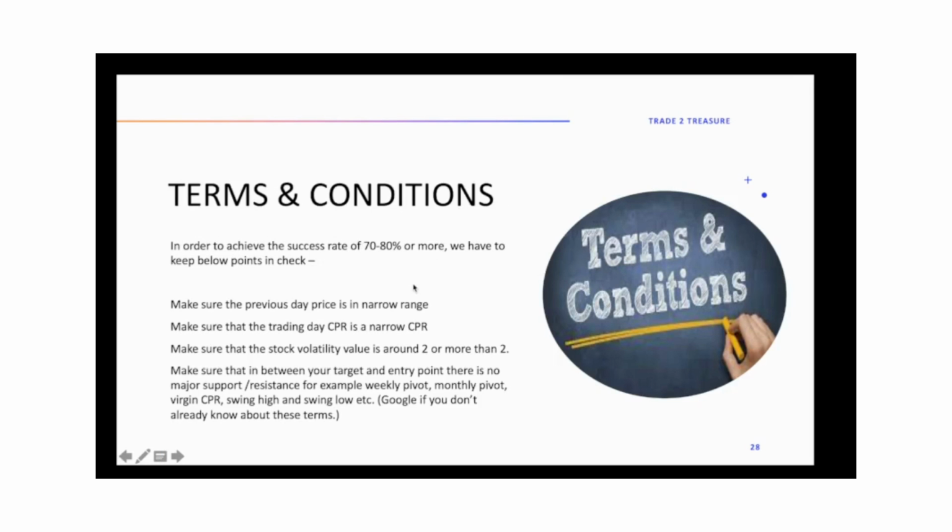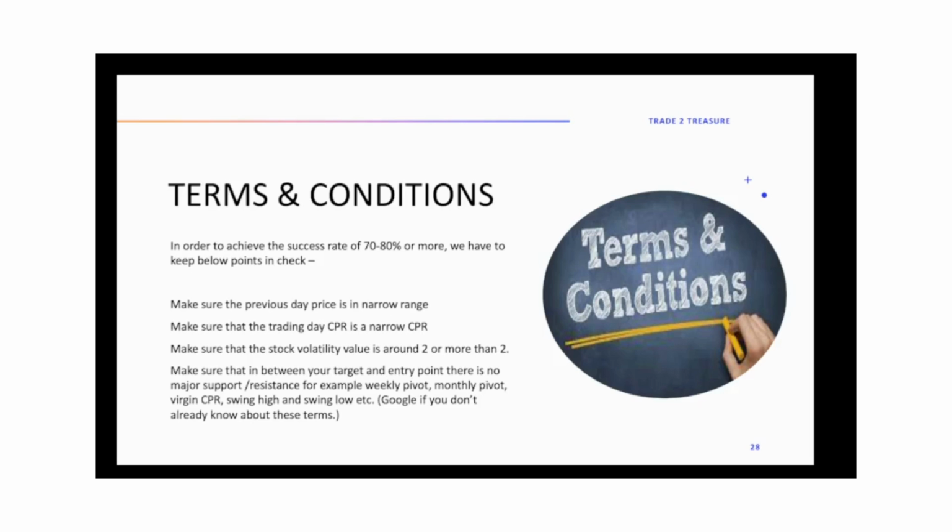Now let's focus on the terms and conditions. In order to achieve the success rate of 70 to 80% or even more, we have to keep below points in check. Now make sure the previous day price is in narrow range, which I already told you. Make sure the trading day CPR is narrow CPR. Most of the time you will get narrow CPR, but just make sure that the trading day CPR is narrow.